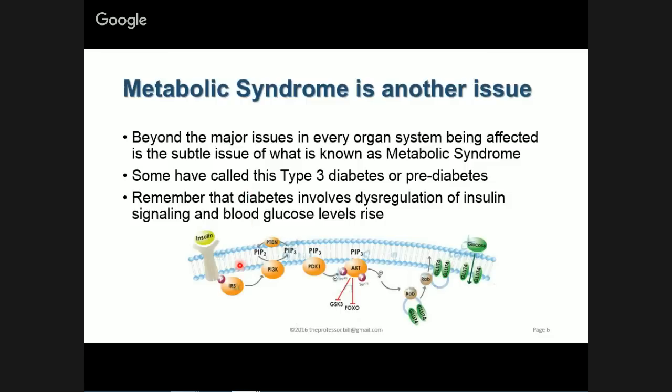If we go back to a cell, whether it is a hepatocyte, a liver cell, or a muscle cell, or other cell types, but I'll concentrate on the hepatocyte or the liver cell and muscle cell.